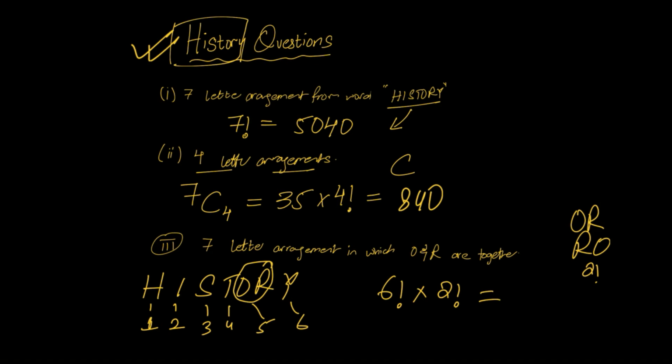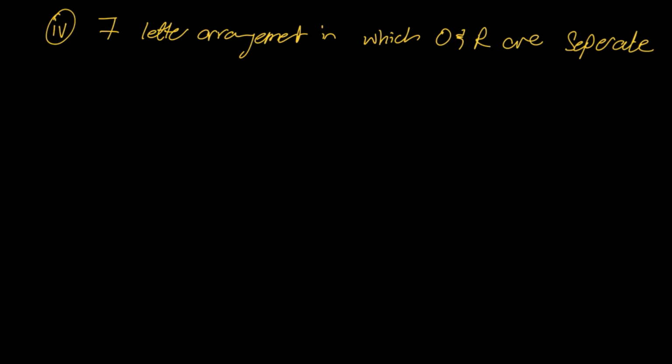So this gives us the result 1440. Okay, now let's move to the next part of this question. Alright, so in this part it says 7 letter arrangement in which O and R are separate. Okay, now there are 2 methods of doing this one.